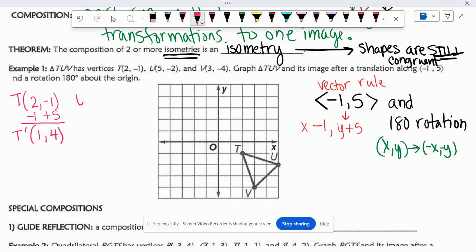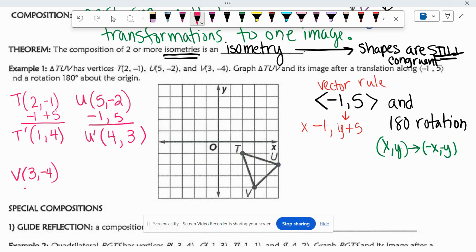I'm going to take point U, which is 5, -2, and I'm going to subtract 1 from the x, and I'm going to add 5 to the y. So U prime becomes the ordered pair. 5 minus 1 is? 4. And -2 plus 5 is? 3. Okay. And point V, which is the ordered pair 3, -4.